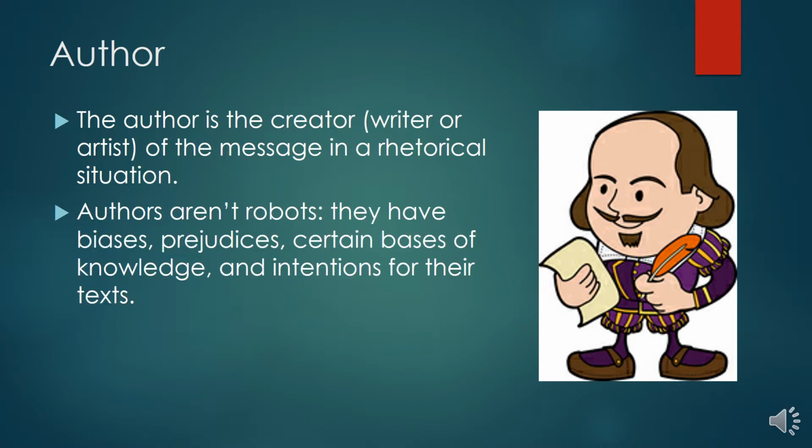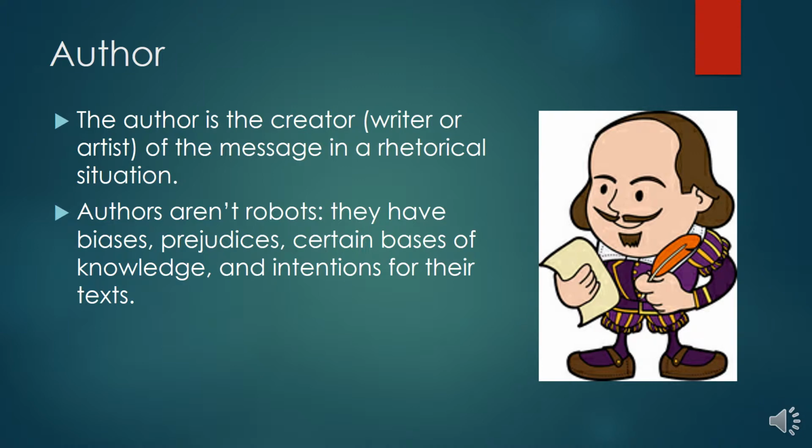One of the most important things to remember as a reader when you're in a rhetorical situation is that authors aren't robots. They are not completely objective, even when they're trying to be. Authors have biases, they have prejudices, they have certain bases of knowledge that are specific to them, and they also have intentions for their texts. It's important to remember this for two reasons. One, if you're the reader, then remembering these things about the author can illuminate the reading, and it can help you to see things in the text you might not otherwise see.